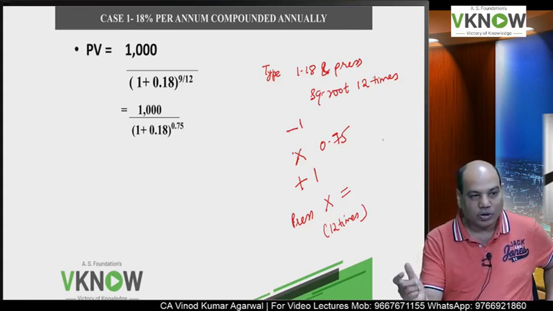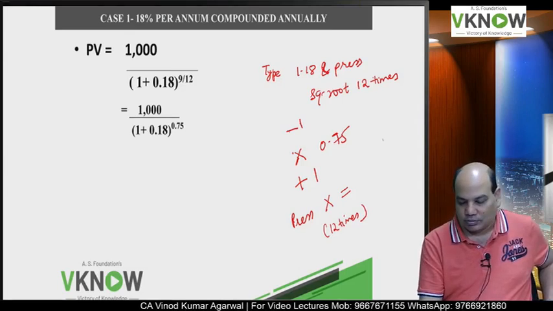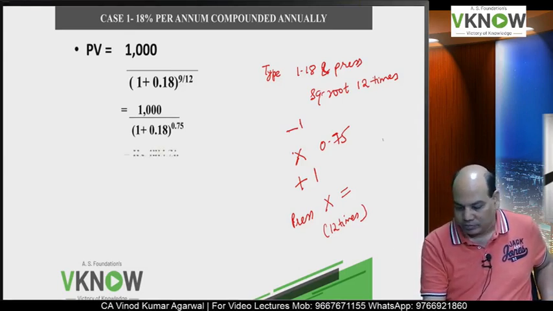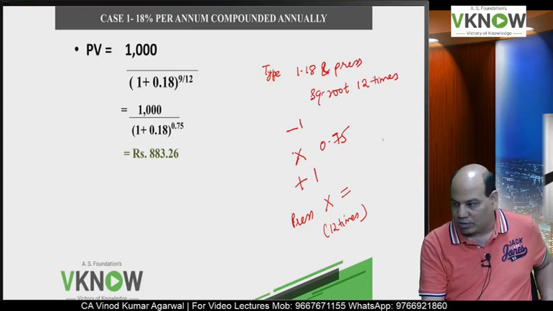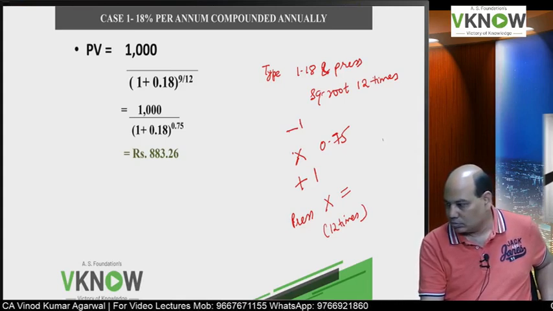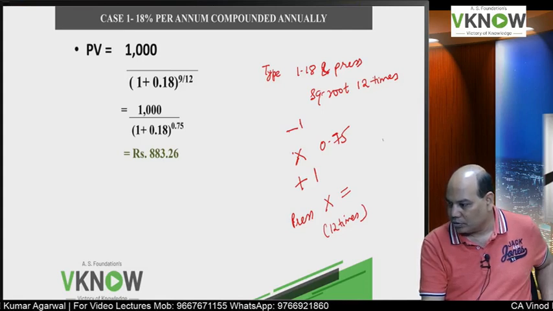So you will get some number on your calculator. 1000 divided by that number will be the answer. So how much did you get? Please try. If you don't try, how will you learn?